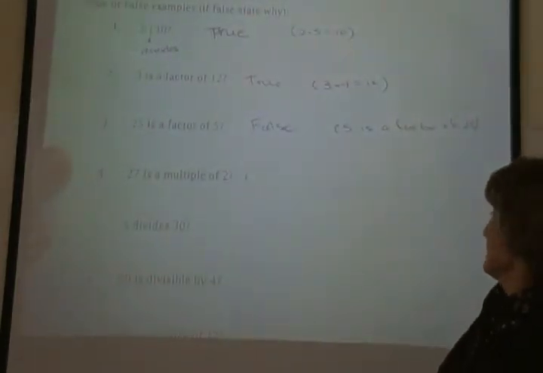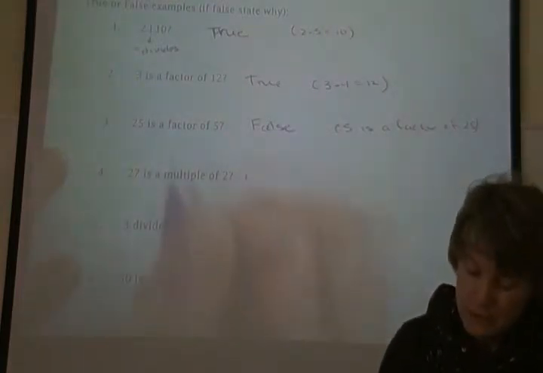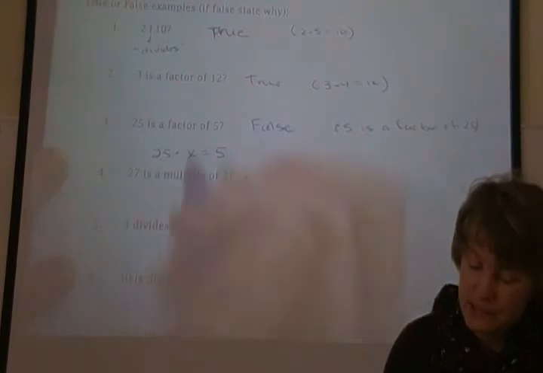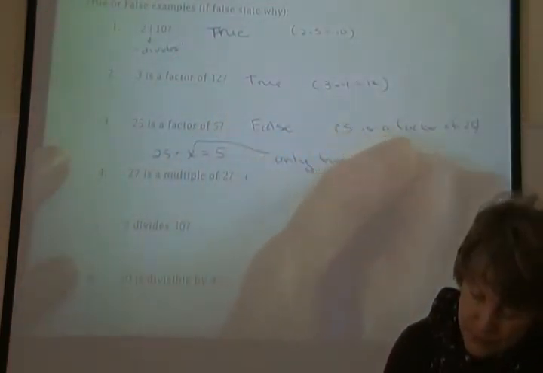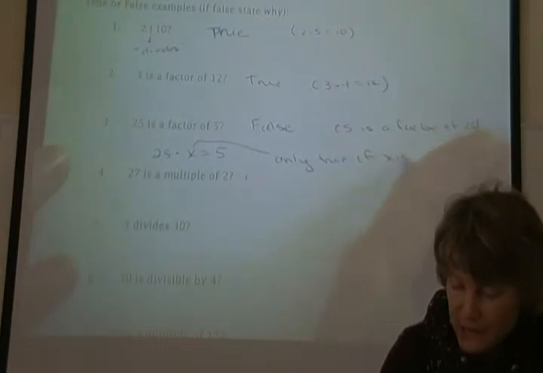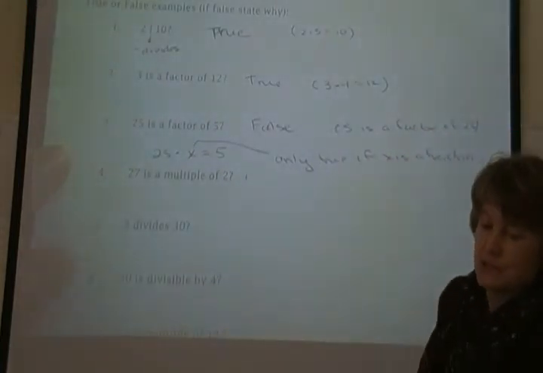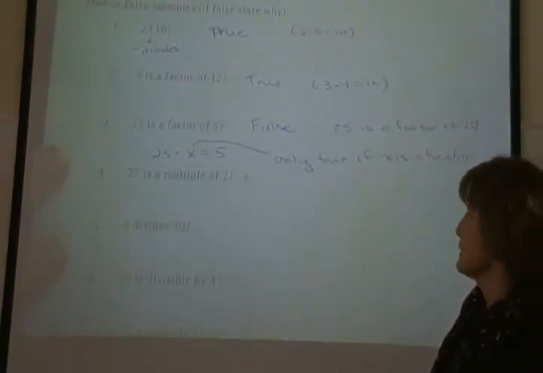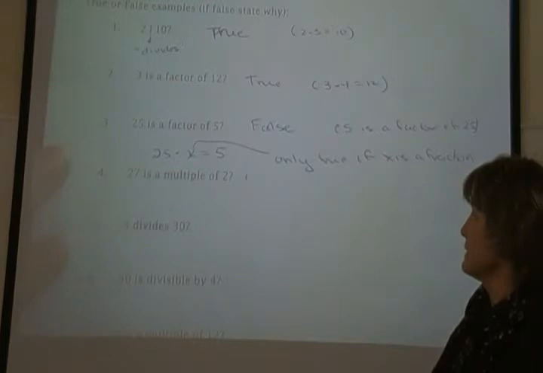That's the correct statement. I can't think of an integer, or a counting number, excuse me, that I could multiply by 25 and get 5. This is only true if x is a fraction. And fractions are not counting numbers or whole numbers. So there is no whole number x that would make that true.